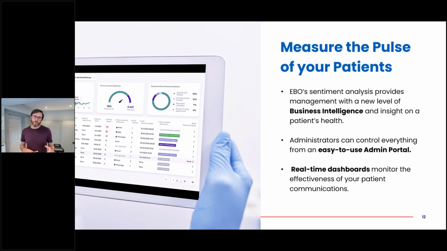And of course, we want to be able to provide you with rich data and rich insights into patient behavior and patient preferences. And our sentiment analysis provides management with a new level of business intelligence and insights into patient behavior. So we can help tell you how patients feel in terms of self-assessments and how they think in terms of PROMs and PREMs, for example. But then what we do is we analyze the language that's used and we analyze the conversations. And we provide this to you in a suite of visual dashboards to help you keep track of all the detail around your patient communications.